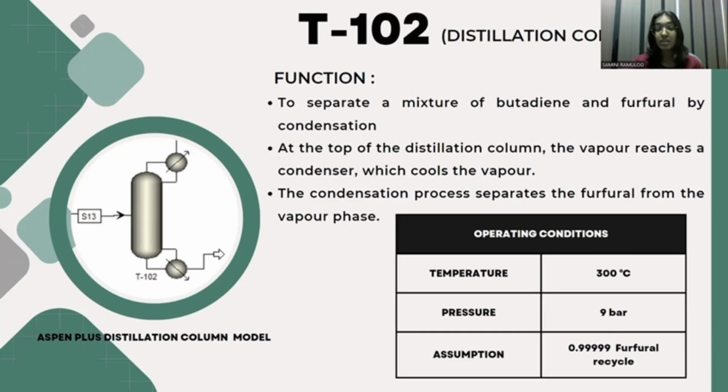The subsequent unit is the distillation column, which functions to separate a mixture of butadiene and furfural by condensation. At the top of the distillation column, the vapor reaches a condenser, which cools the vapor, and the condensation process separates the furfural from the vapor phase. The operating condition of this distillation column is 300 degrees Celsius and 9 bar, and the assumption that we used is that approximately 0.99999 of furfural is recycled.